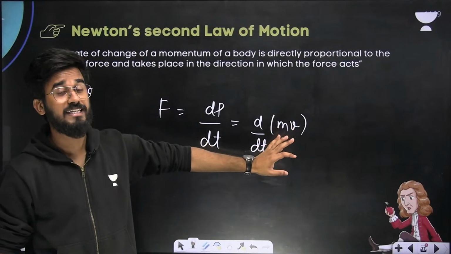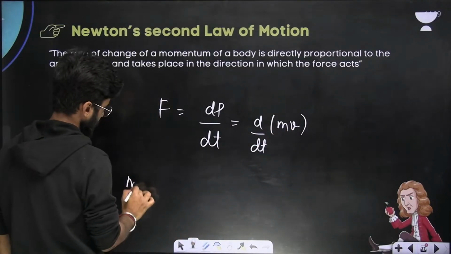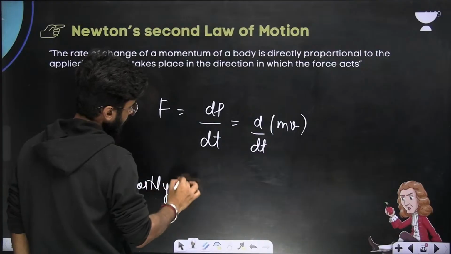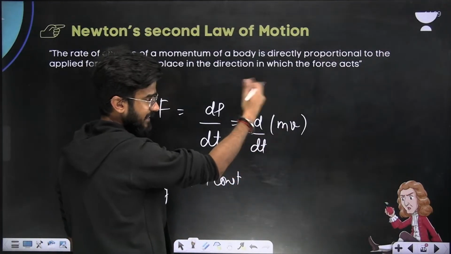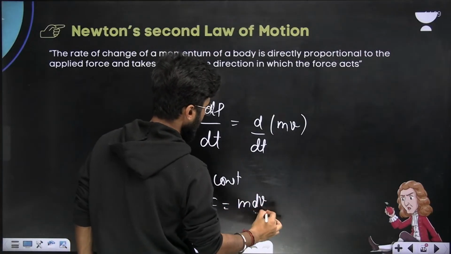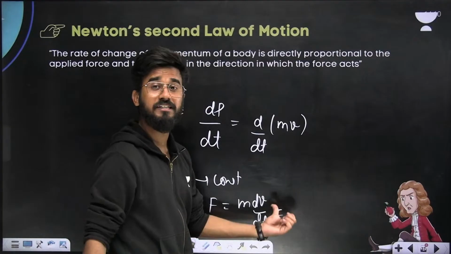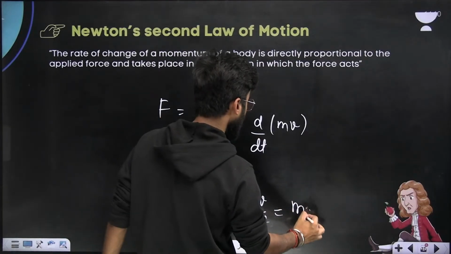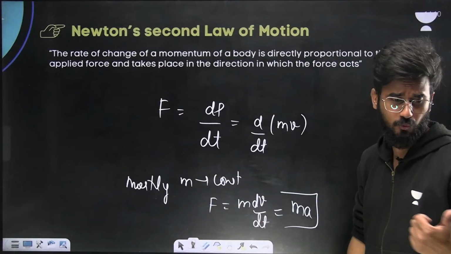Most of the problems, I'm not saying all the problems, in most of the problems, mass is constant. If mass is constant, we can simply take it outside the differentiation. So F will be equal to m dV by dt. What is dV by dt? dV by dt is simple acceleration, so we'll simply write F equals m into a. This is also called the second law of motion, or second equation of motion.